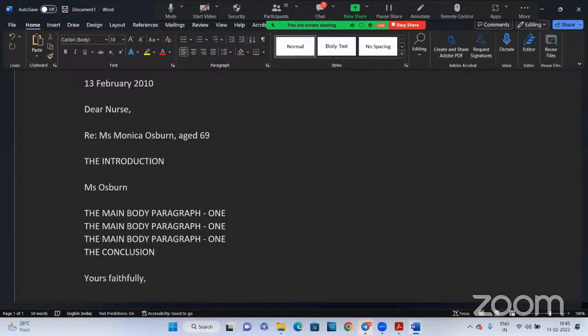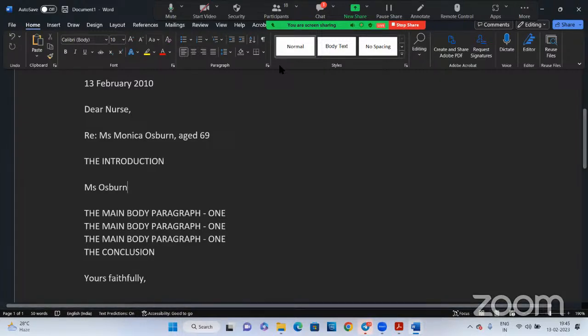Don't say I am writing to introduce, I am writing to refer, I am writing to discharge, I am writing to transfer, I am writing to provide information. All these are ordinary quality. You should know that it is ordinary quality.